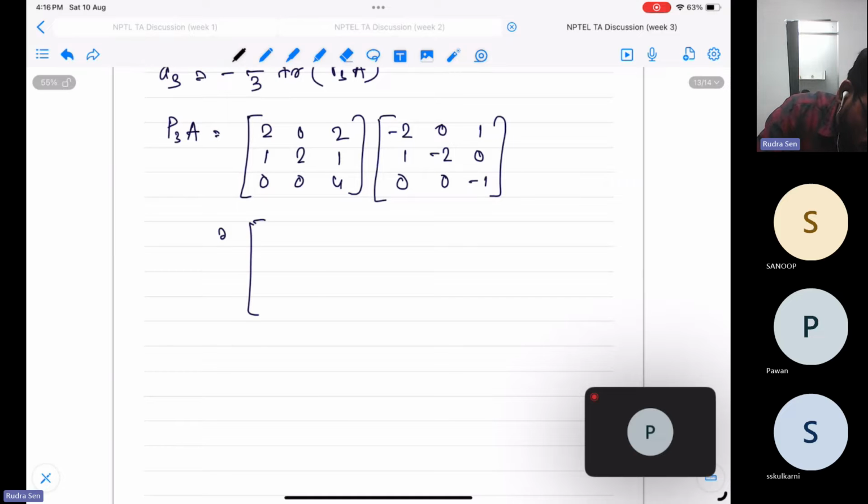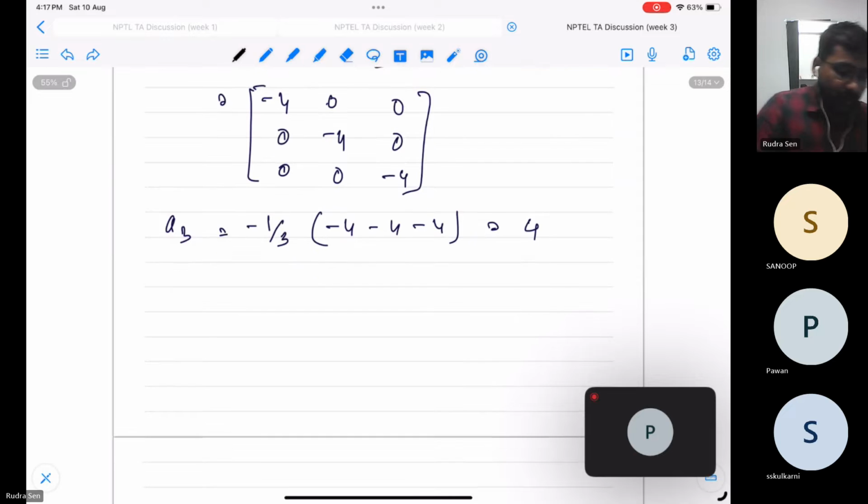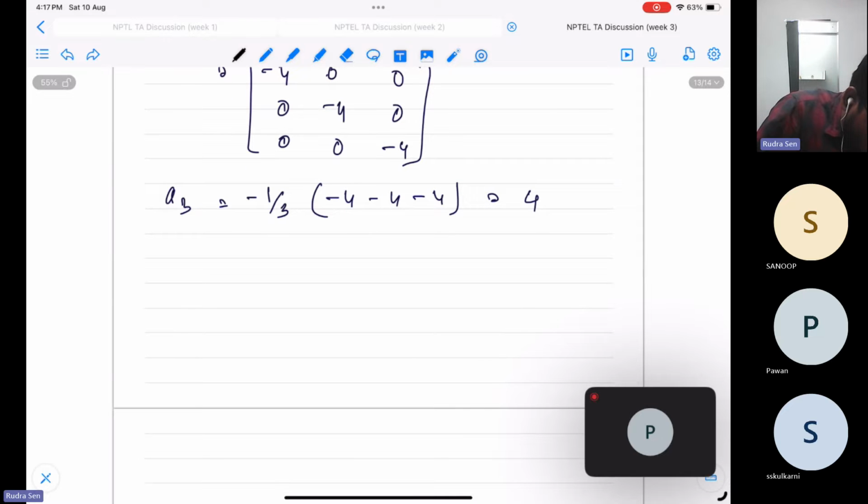So what I get is minus 4. And this is 0, and this is 0. 2 minus 2, 0. This is 2. 2 minus 2, 0. This is minus 4. And this is 1 minus 1, 0. This is 0, this is 0. This is minus 4. So A3 is minus 1/3 of minus 4, minus 4, minus 4, and what I get is 4. Right? Plus 4.